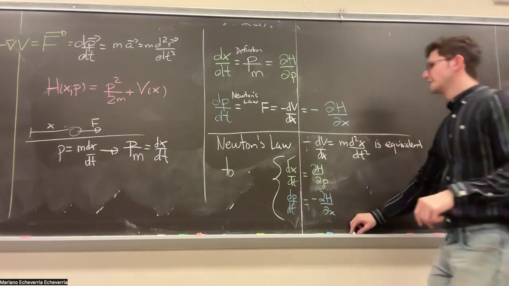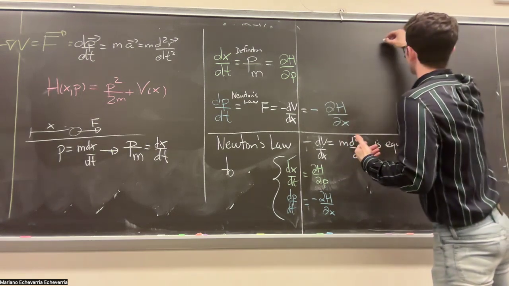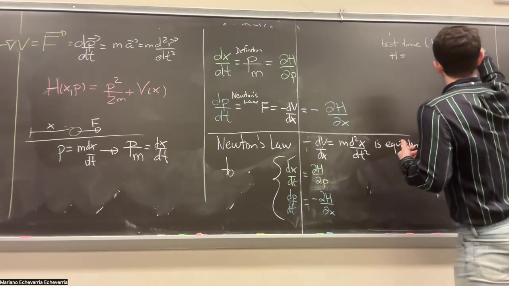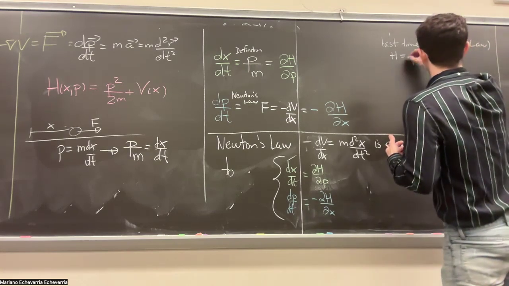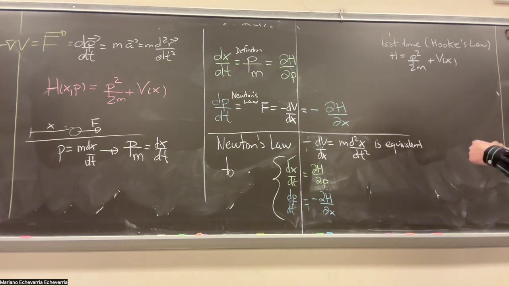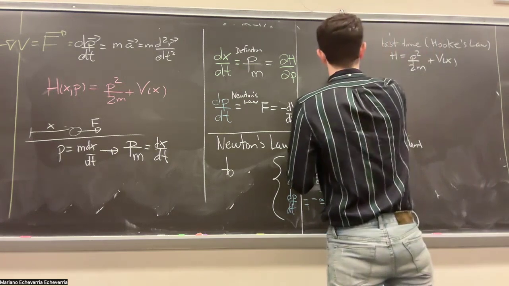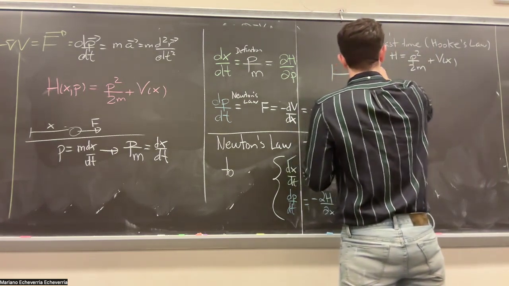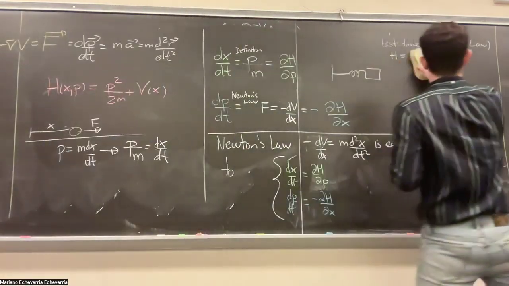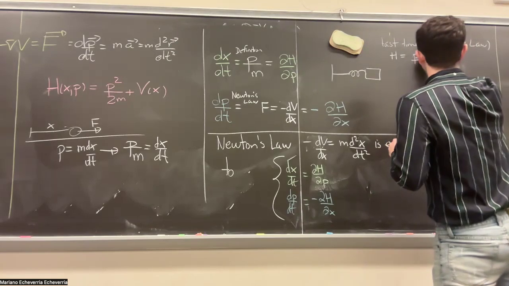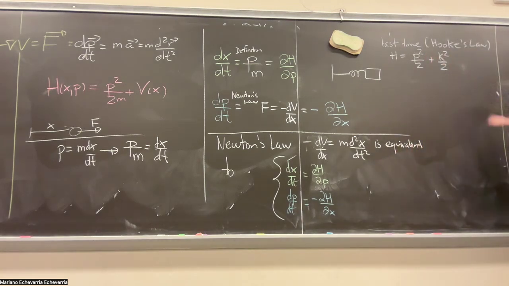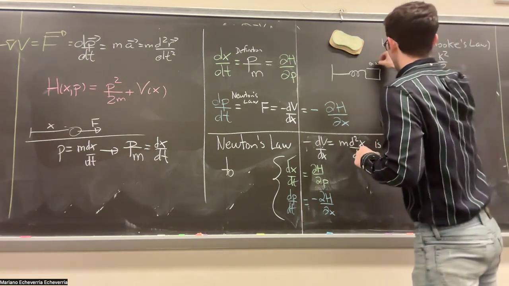So for example, in the case of the harmonic oscillator, this spring, last time I had written Hooke's law, if you remember, as P squared over 2M plus V of X, right? So what do Hamilton's equations tell you in this case? Oh, sorry, and last time for Hooke's law, I had taken the mass to be 1 and the spring constant to be 1 just to make the solutions look a bit nicer. So here m equals 1 and k equals 1.